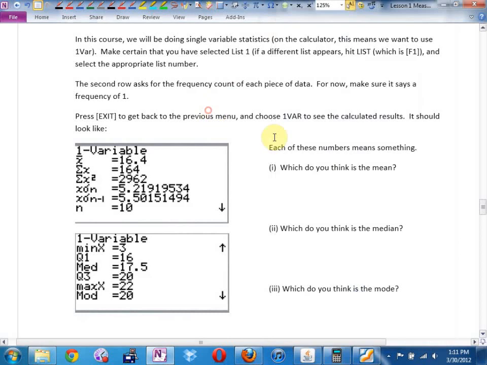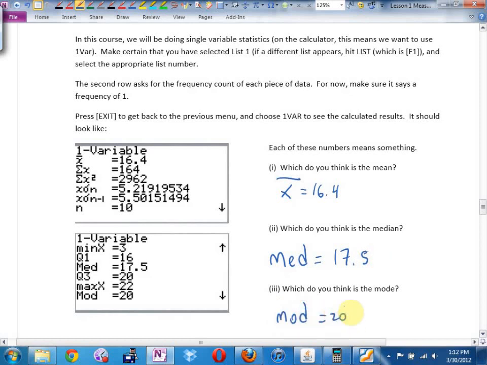Okay? So, each of these numbers means something. What do you think is the mean? X bar. Right? What do you think is the median? Med. What do you think is the mode? Mode.